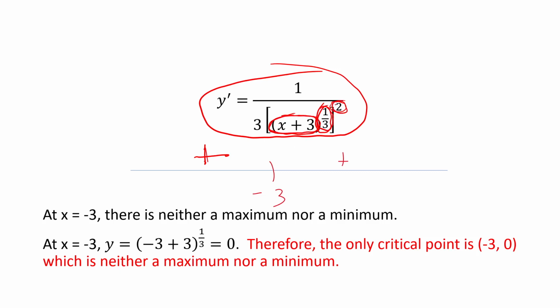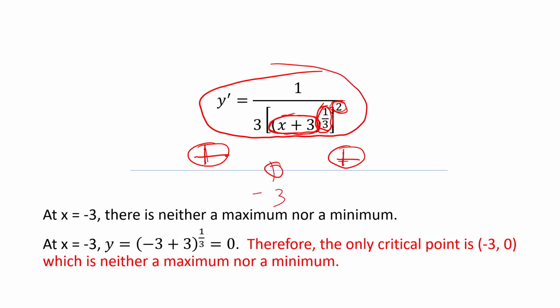Square that, I get a positive number. So my first derivative will be 1 over 3 times a positive value, and that will also be positive. So what I see is that I've got a situation where my first derivative is positive, and then it's undefined, and then it's positive. Well, that's going to be neither a maximum nor a minimum. So the critical number of x equaling -3 leads to neither a maximum nor a minimum.